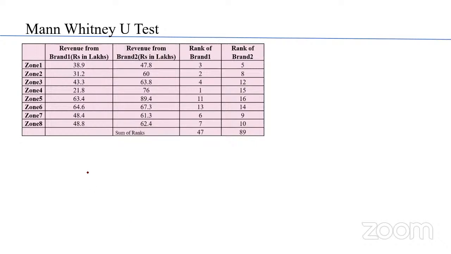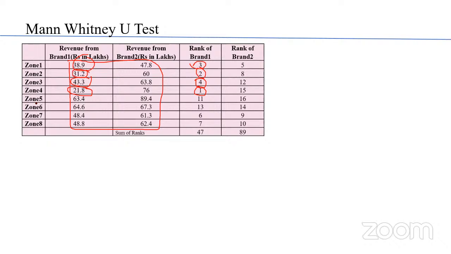Coming to this one, we will be taking the ranks. As I told, out of the total observations, which one is the least value? 21.8 is the least value, in zone 4 of brand 1, so it gets rank 1. In the procedure I showed earlier, the least value gets the first rank. The next least value is 31.2, which gets rank 2. Next is 38.9, which gets rank 3. The next is 43.3, whose rank is 4.